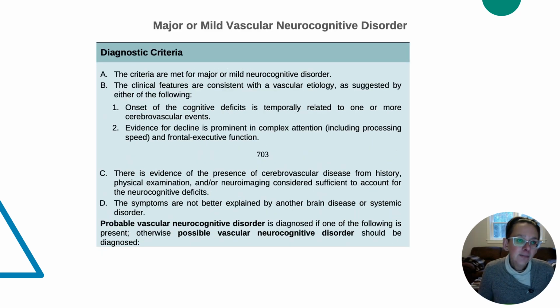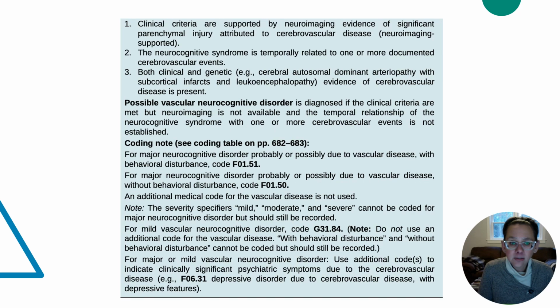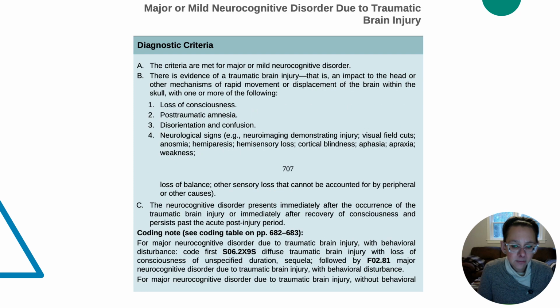Then we have major or mild vascular neurocognitive disorder. After a cerebral vascular event, prominent decline in complex attention and frontal executive function, presence of cerebral vascular disease from history, and not explained by any other issue. And some coding issues. Here's some coding.